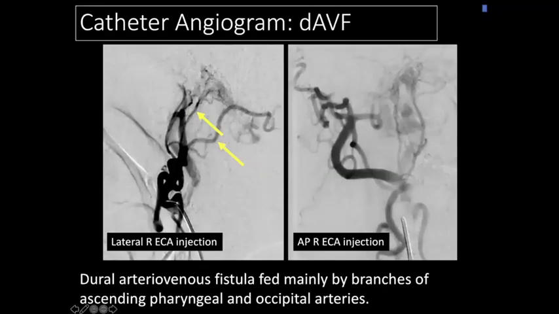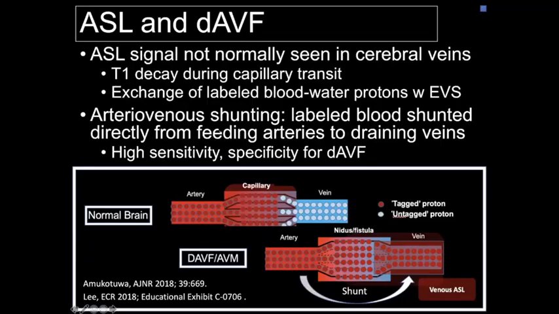The patient goes on to a catheter angiogram, lateral and AP right ECA injections, and we see evidence of a dural AV fistula that is fed by branches of the ascending pharyngeal and occipital arteries. So why does this happen?